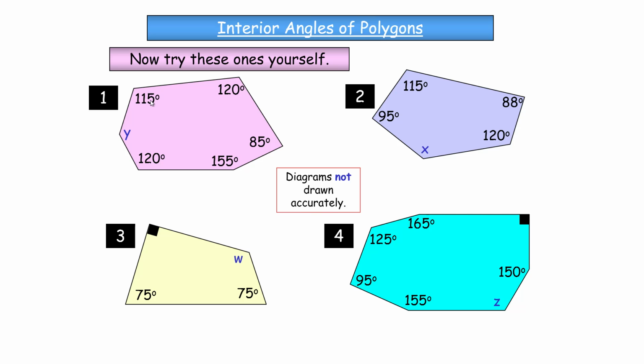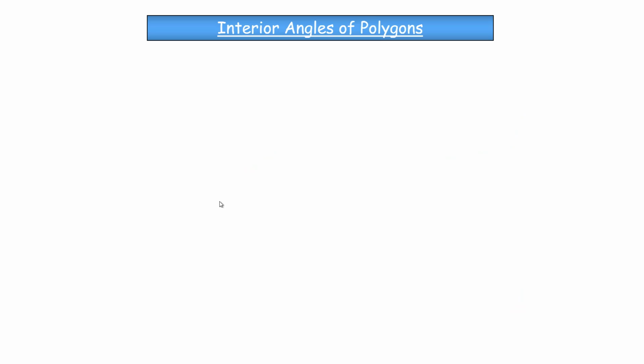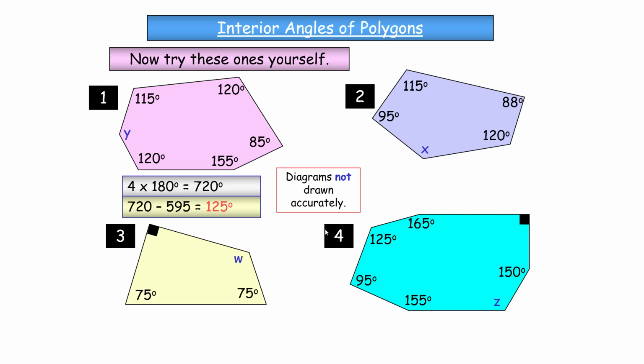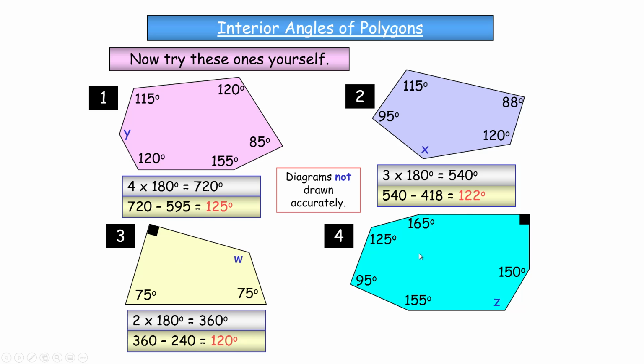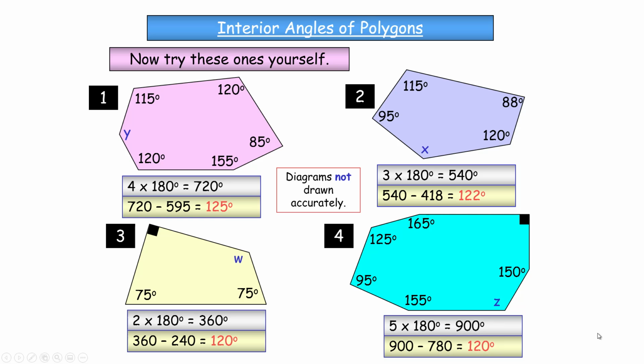Okay, so on question 1, you should have y equals 125 degrees. Question 2, x is 122. Question 3, w is 120, and on question 4, z should be equal to 120 as well. Good. So now I've got some questions I want you to attempt for me.